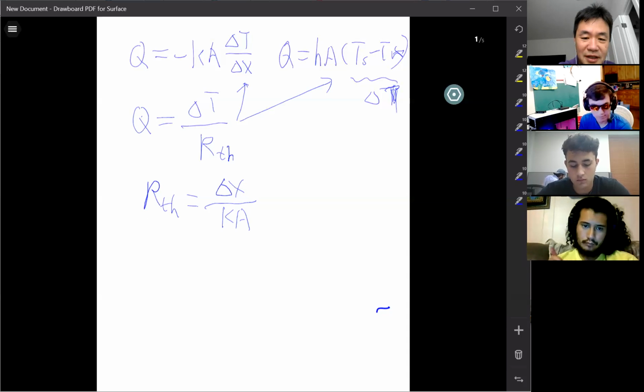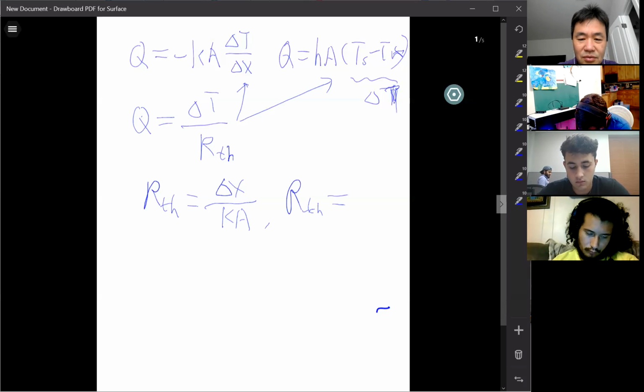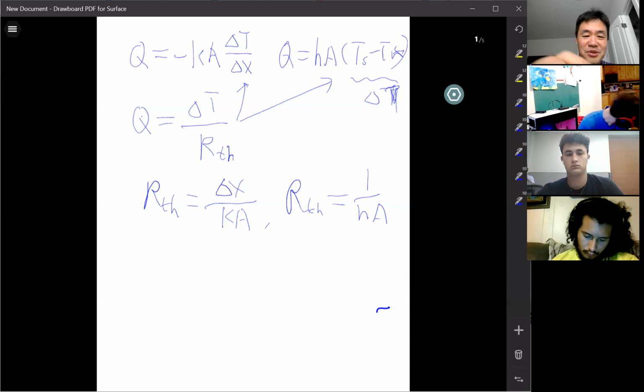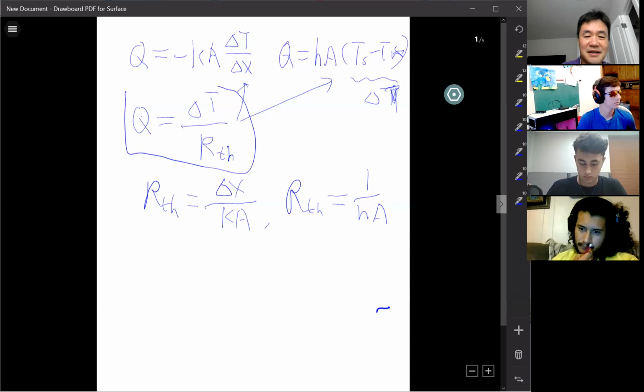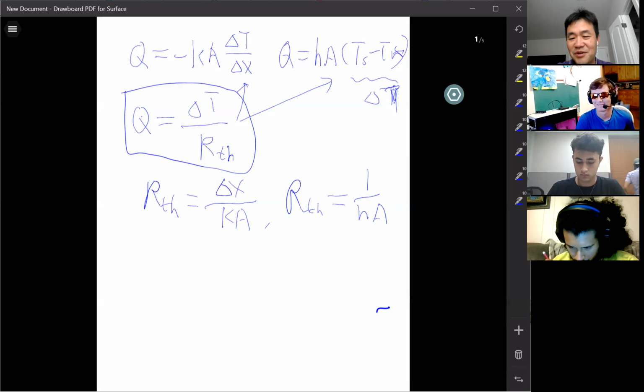How about for the convection? One over HA. Okay, so I think this is the process. The conduction and convection now share the same equation, which is this. Is that good? We don't have to remember two different equations. We just use delta T divided by thermal resistance.